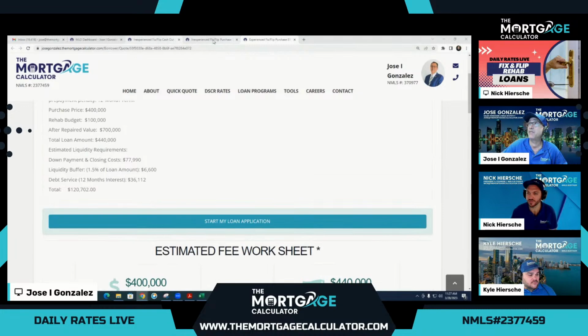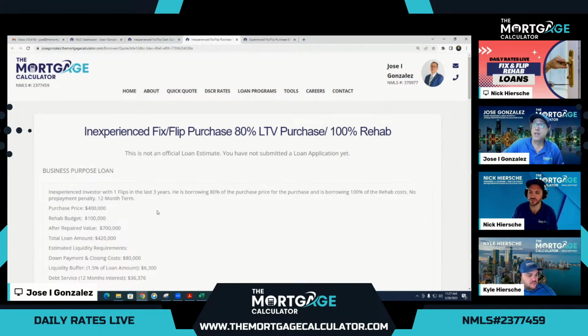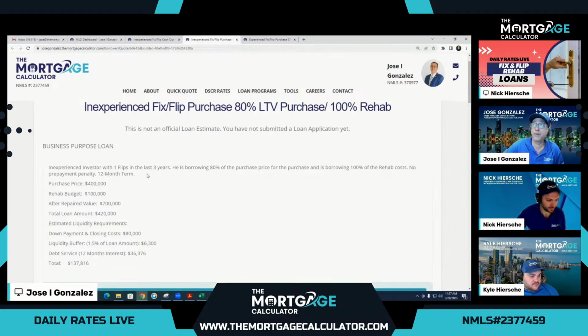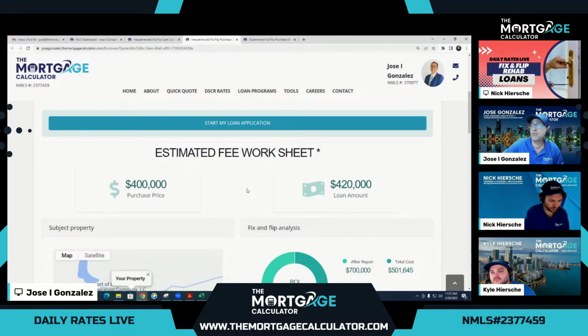Now it's the same scenario here. Now I have an experienced borrower with 1 flip in the last 3 years. So again, still due to the good ARV, we're still getting good numbers here, but you'll note that the total loan amount went down by $20,000. That really wasn't much. In this case, they're getting up to 80%. So we look at the numbers down here.